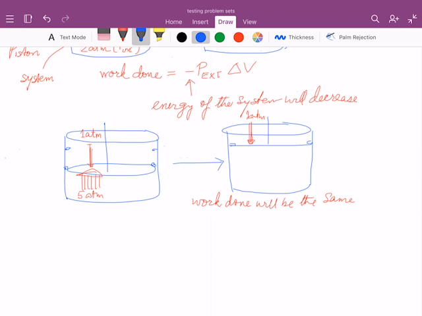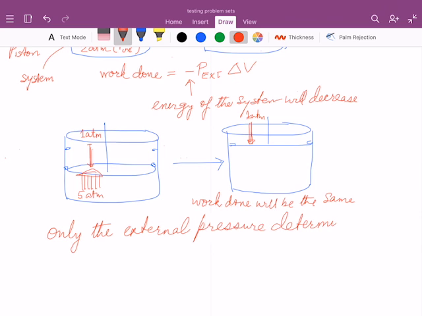In any case, it's only the external pressure that determines, in this example, how much work is done. So I'll write down the conclusion here: only the external pressure determines work done. Now, there's an important qualification here, which is that this is true when the internal pressure is greater than the external pressure, because then it's the movement of the internal pressure against the external pressure that gives us the nature of the work done.